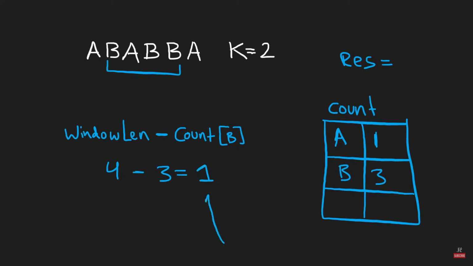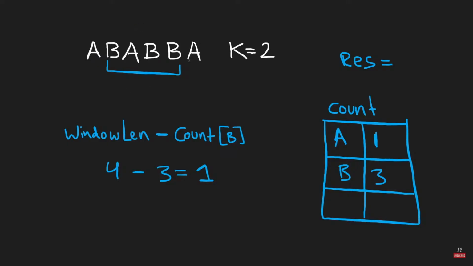Now, what does this value 1 tell us? It tells us the number of characters in our window right now that we need to replace in order to make it match the most frequent character B, right? We have a B here. We want everything to match a B. In this case, we only have an A, right?